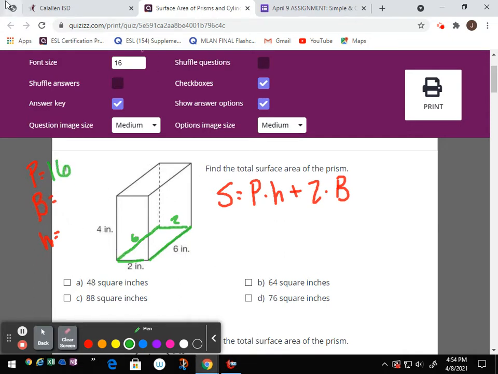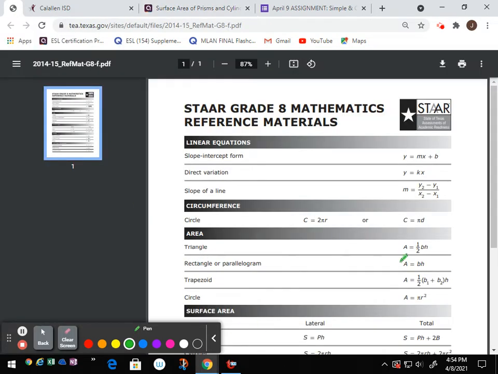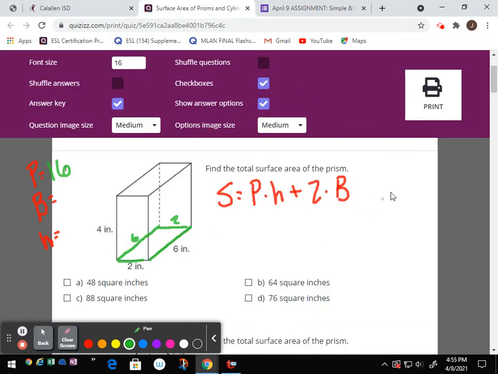Big B is the area of the base. So when we look at our area formula for a rectangle, we see that it's the base of the rectangle times the height, or the length times the width. All right, I'm going to write length times width. All right, it can be either one. So big B is equal to length times width. All right, so the length and width of this rectangle, we see our length is 2, our width is 6. So 2 times 6 is equal to 12. So big B is equal to 12.